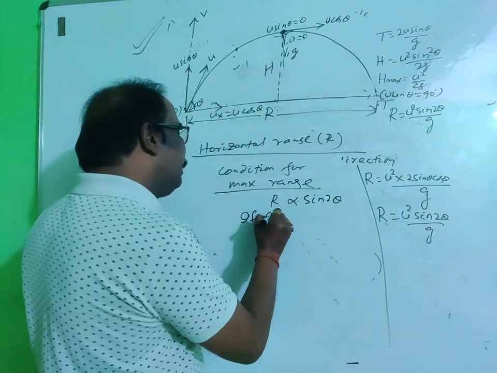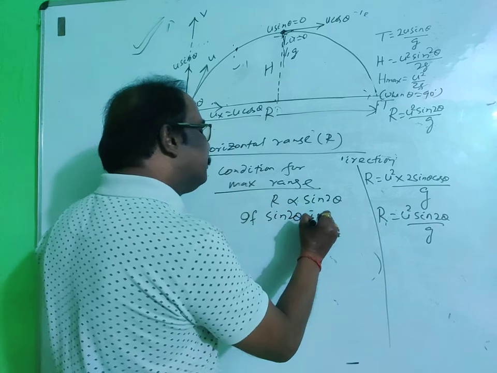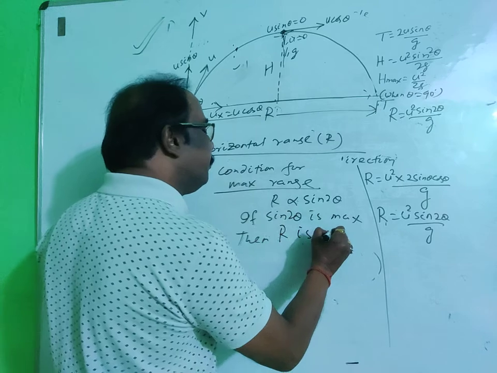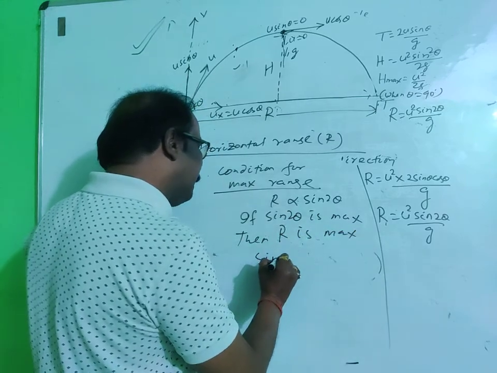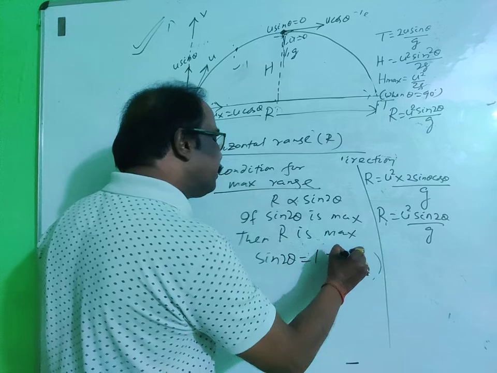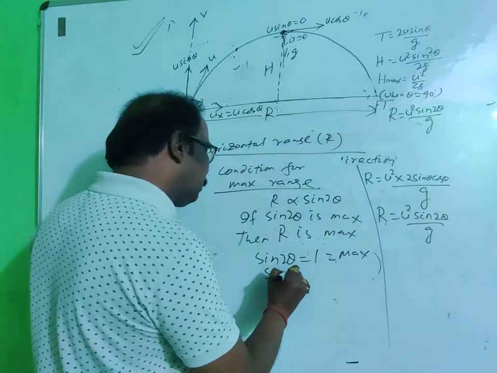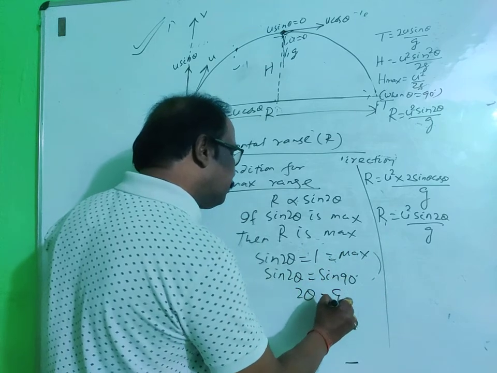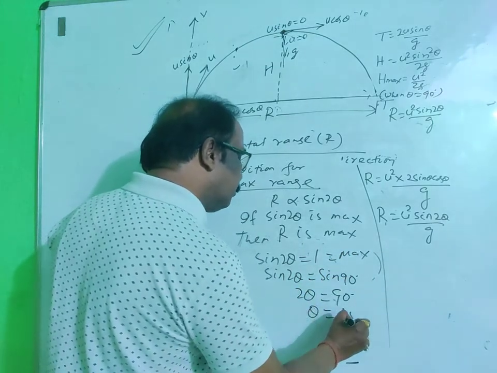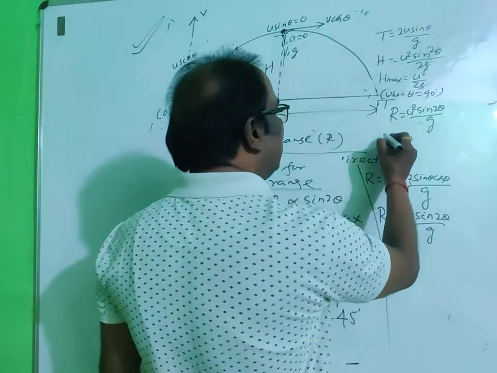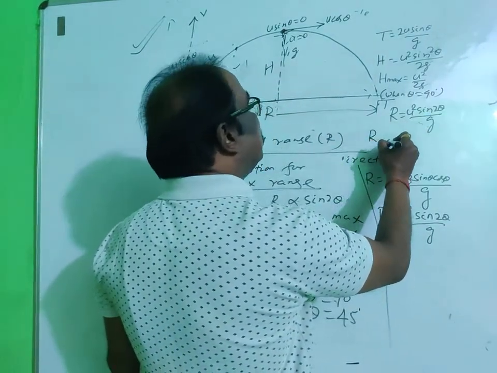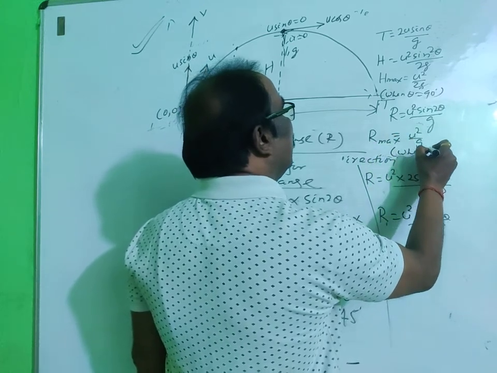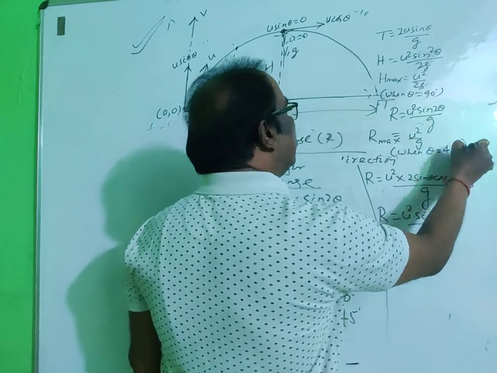If sin 2 theta is maximum, then the range is maximum. Then sin 2 theta is maximum when it is 1. This is maximum. So when sin 2 theta is equal to sin 90, and obviously 2 theta is equal to 90 and theta is equal to 45. If sin 2 theta is 1, then maximum range is equal to u square by g when theta is equal to 45.